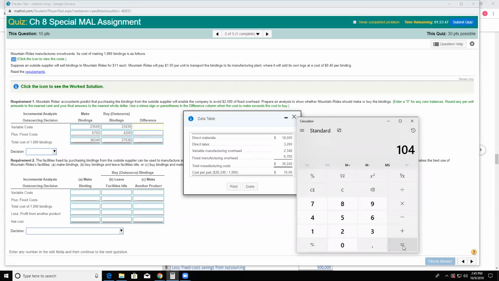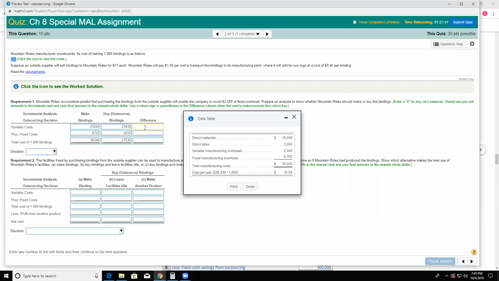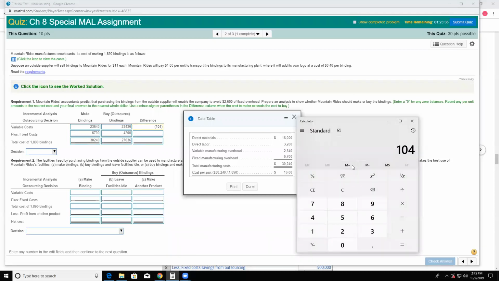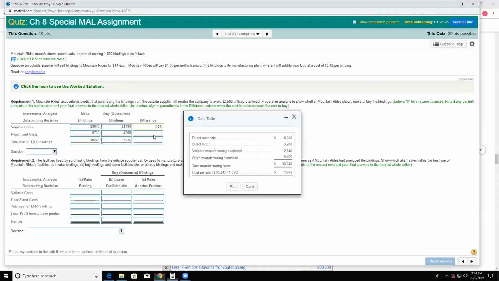2,3,4,36. So that gives me, should be 104, but it's opposite. Okay, so we put negative 104 here. Don't ask me why, because that's your textbook format. And then the next one, the difference will be 2,500, right? 6,7 minus 4,2 is 25. So this will be positive.